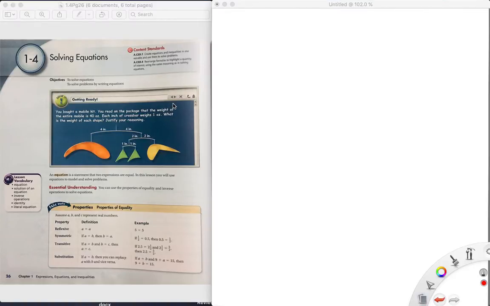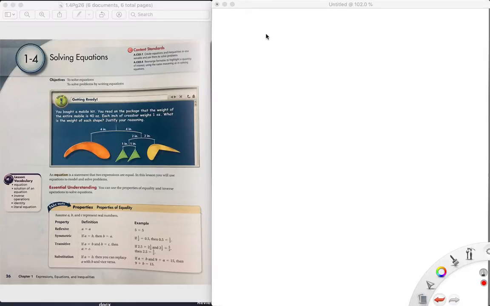Alright, this is chapter 1-4, Algebra 2, solving equations. So, an equation is two expressions that are equal to each other.